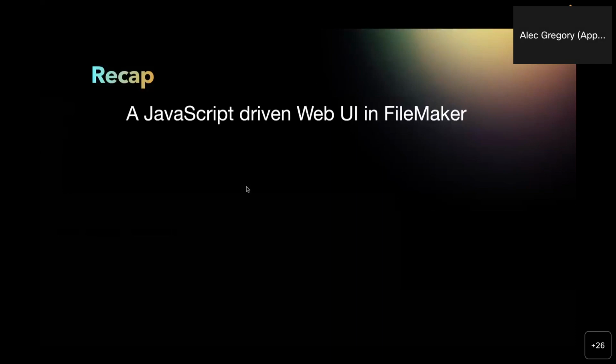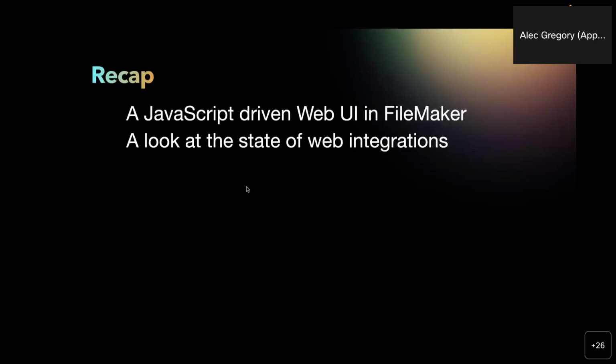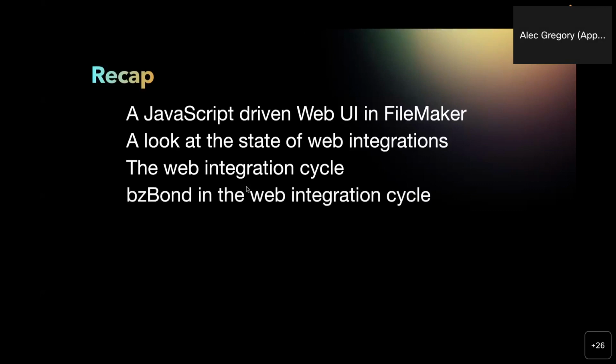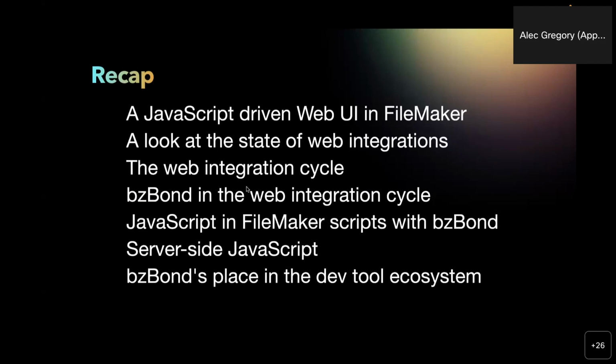Okay, this is pretty much the end. So we saw what was possible with web UI with JavaScript in FileMaker. We had a look at the kind of technology and state of web integrations with Claris. We defined something called the web integration cycle and described it. We then used that as a hook to explore bzBond. We looked specifically at how to use JavaScript and FileMaker scripts with bzBond. We again zoomed in even further to look at server, to specifically flag that you could do server-side JavaScript. We looked at bzBond's place in the DevTool ecosystem.